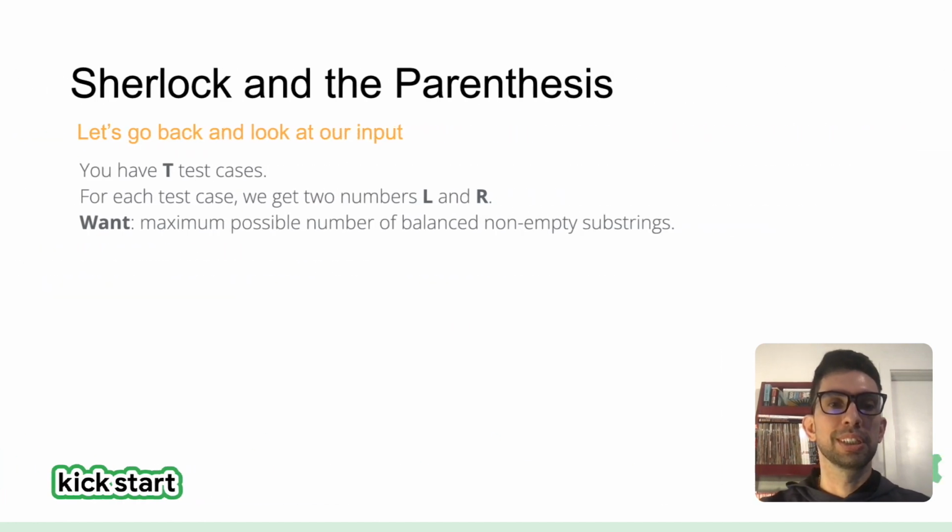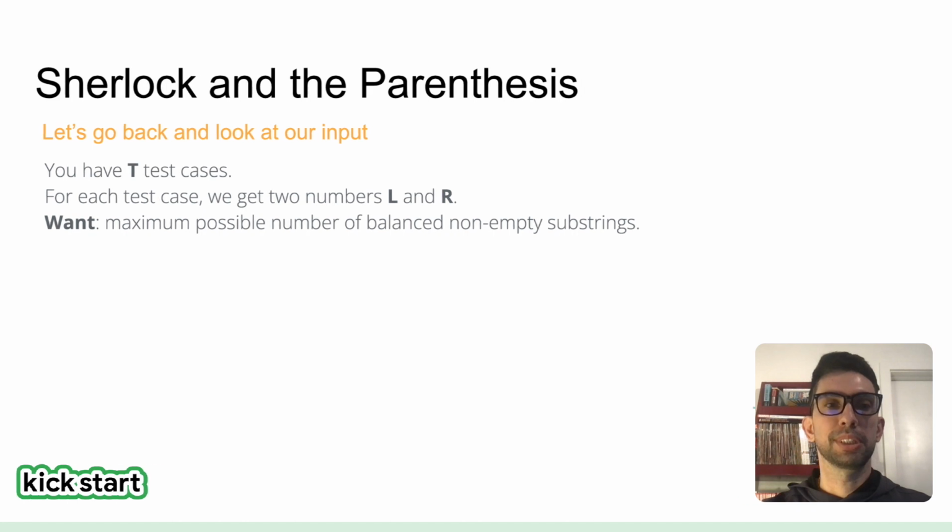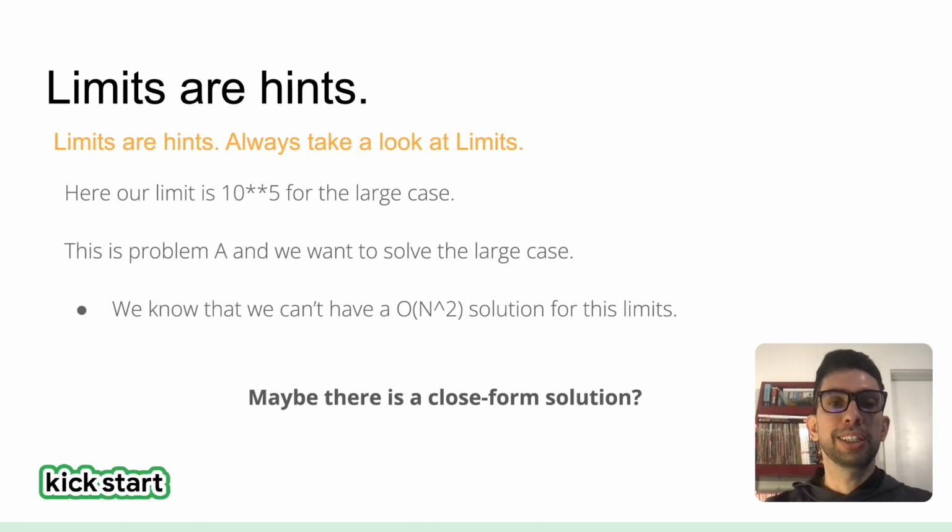Let's continue reading. You can see the test case. Okay, that's normal. And we want to have the maximum number of balanced non-empty substrings. Should we just go ahead and implement our naive solution? Let's look at the limits. The large test case says there could be up to 10 to the 5 parentheses. Even optimizing the naive solution, it won't work with this kind of limits. It's always important to check the limits.